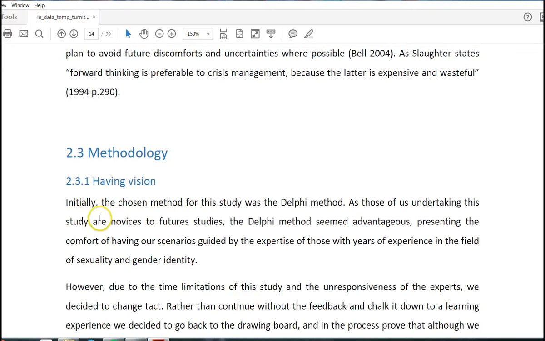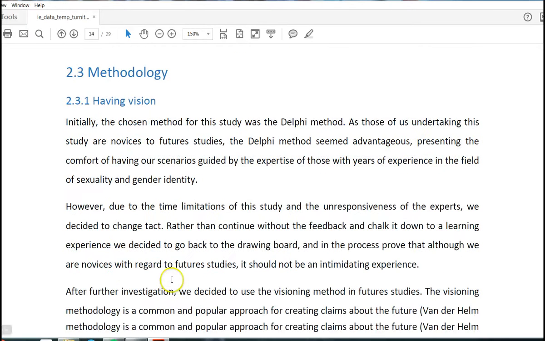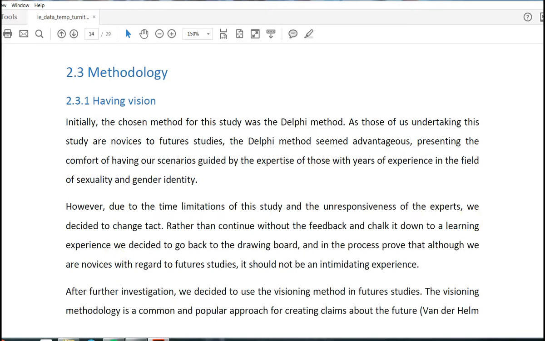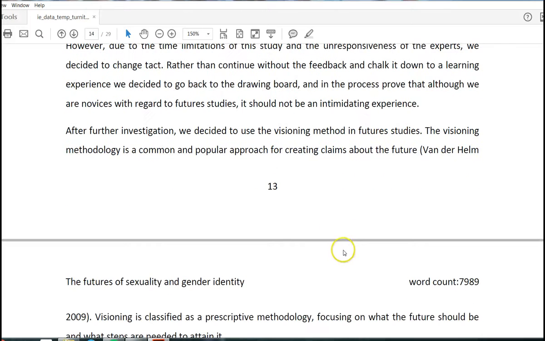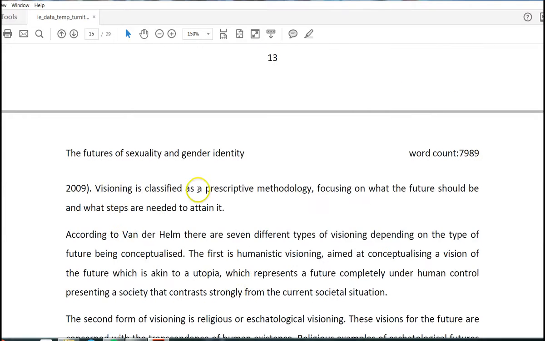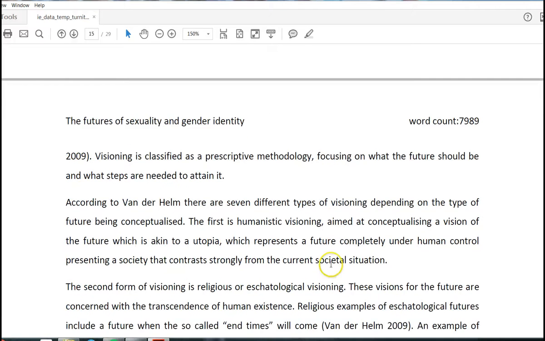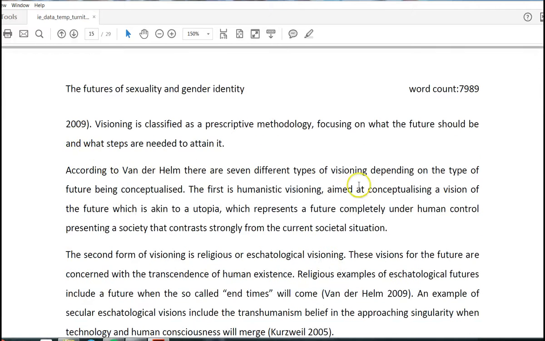Initially they chose the Delphi method. It seemed more advantageous. However, as you can see, due to the limitations and the unresponsiveness of experts, an issue that we've come back to on a number of occasions, they decided to change tack. And so after further consideration, they decided to use the visioning method. This visioning methodology is a common and popular approach for creating claims about the future. So look at the work of van der Helm in 2009. I think that's quite good, so you might be interested in looking at van der Helm's work.